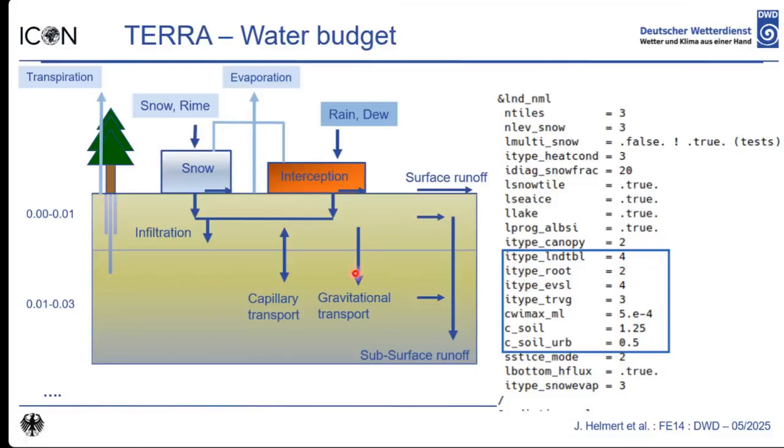2 instead is a so-called exponential profile. This means that the deeper you go, the fewer roots there are. So they're not the same length. And this turns out to be more realistic.